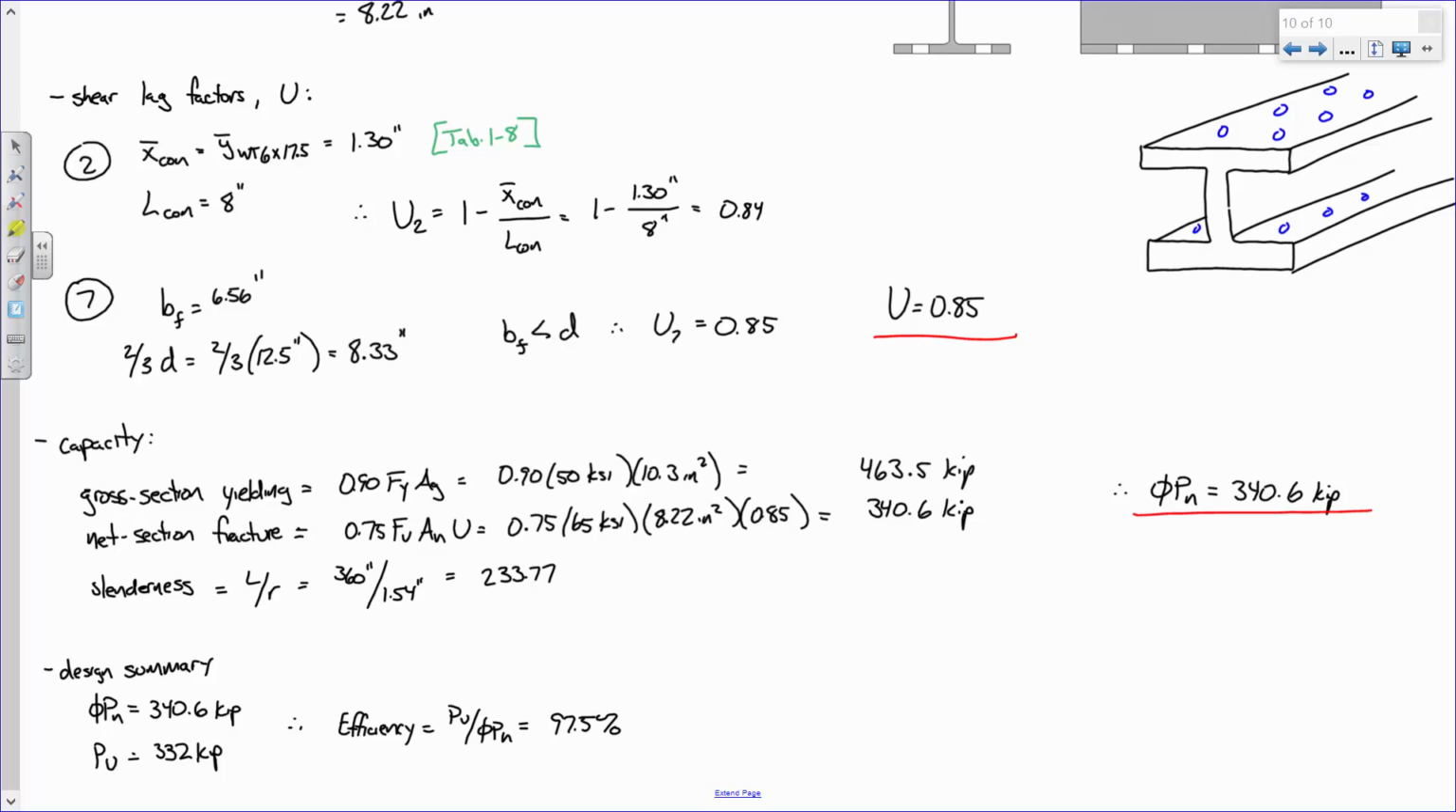We didn't have to iterate this because our first choice, we had an efficiency of 97%. That's great. But if we ever encounter a situation where the efficiency is too high or too low, we have to do the analysis again. That's iteration, okay?